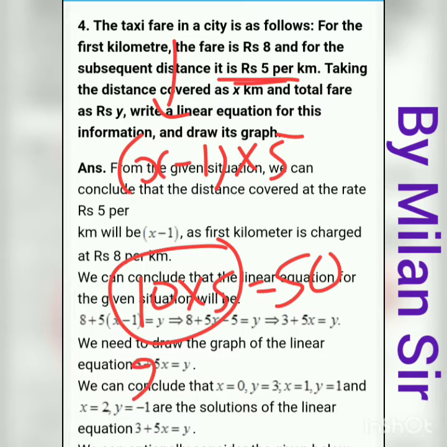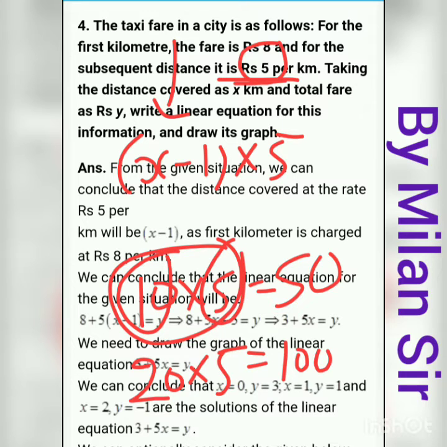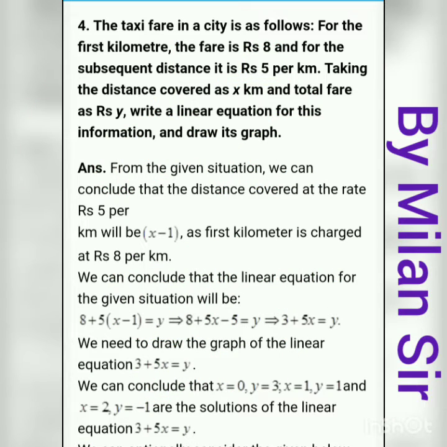Same thing if we cover 20 kilometers, the cost per kilometer is 5 rupees, so multiply by 5, 100. So what we need to do is multiply the distance by the fare per kilometer. Here the distance is x minus 1 and per kilometer we pay 5 rupees, so x minus 1 multiplied by 5. And for the first kilometer it is a fixed rate of 8. So 8 plus the remaining distance x minus 1, multiplied by the cost per kilometer, 5 rupees.